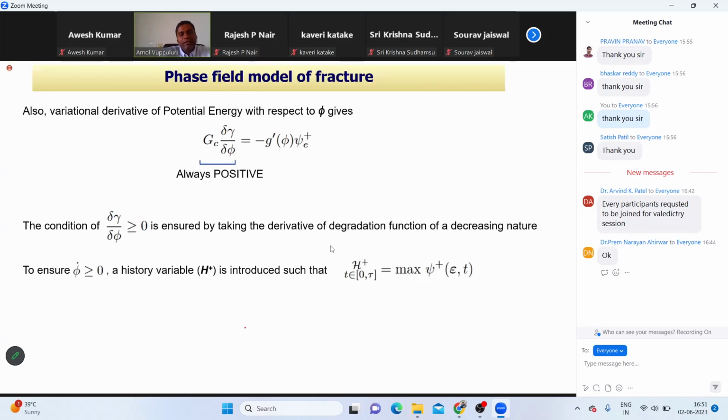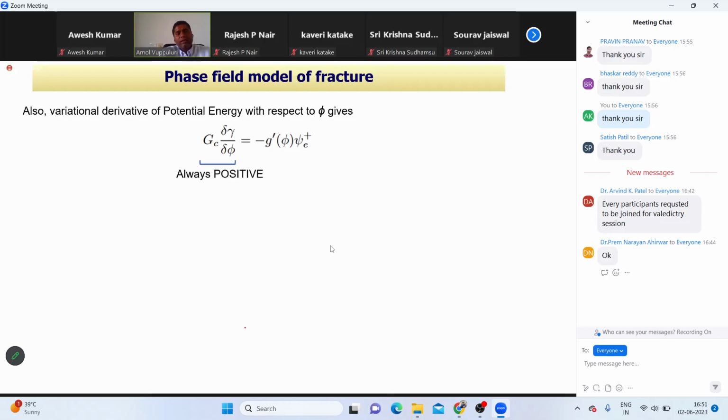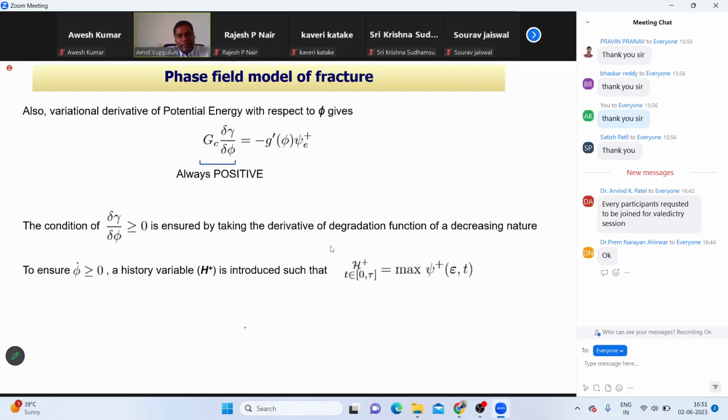I would rather say that thermodynamic consistency is taken care by ensuring certain conditions. And most importantly, in phase field model, the crack irreversibility is also ensured. And we also make sure that we always compute the maximum strain energy at every point. And that maximum strain energy is going to be used for checking the crack propagation criteria.